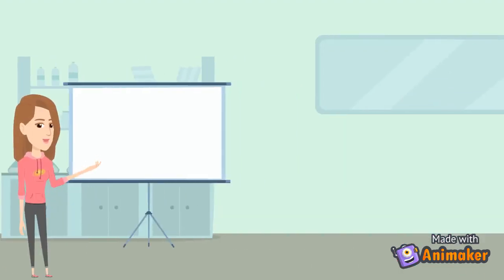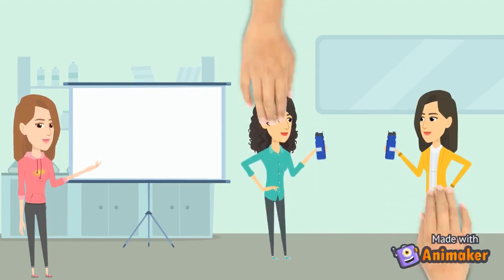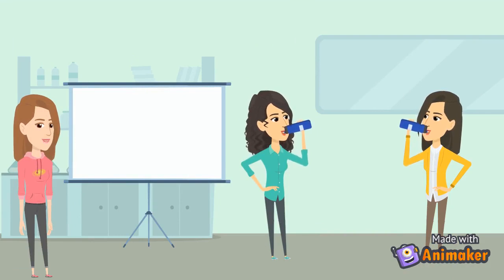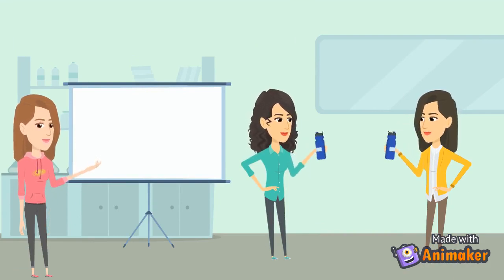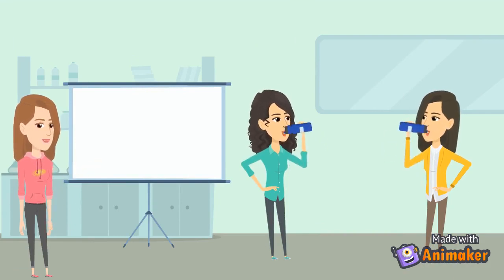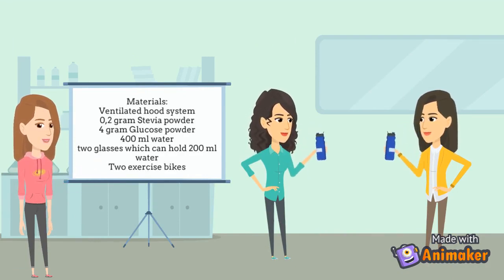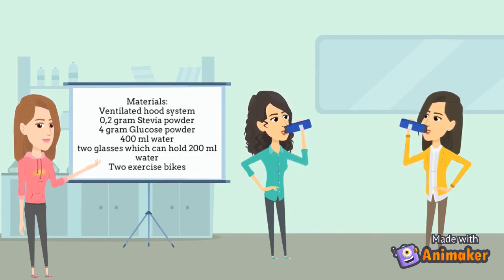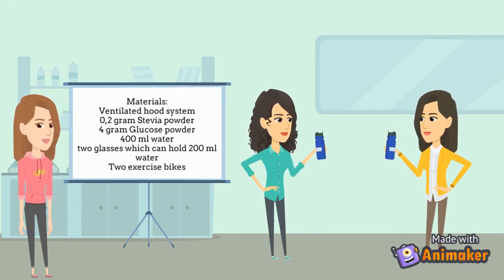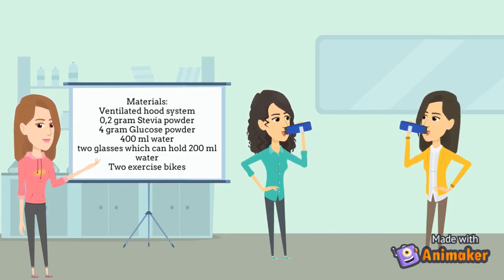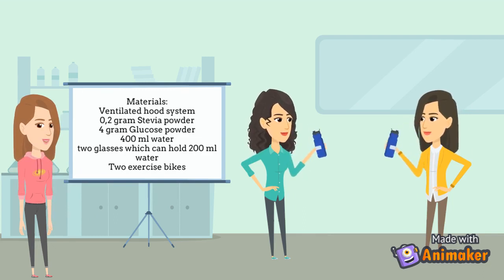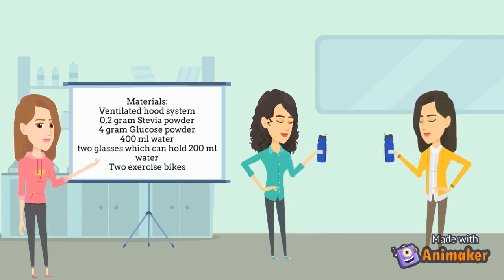When the zero measurement is finished, the students receive a drink containing glucose powder or stevia powder. While the students are drinking, the students are still on their bikes without actually cycling. Material needed for the intervention measurement are the ventilated hood system, stevia powder, glucose powder, water, 400 milliliters, 2 glasses which can hold 200 milliliters of water, and 2 exercise bikes.